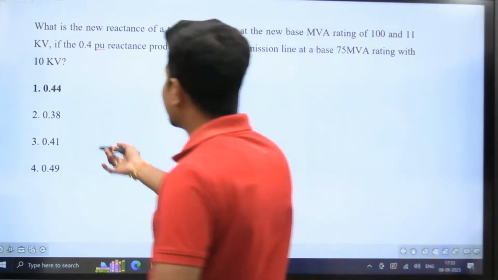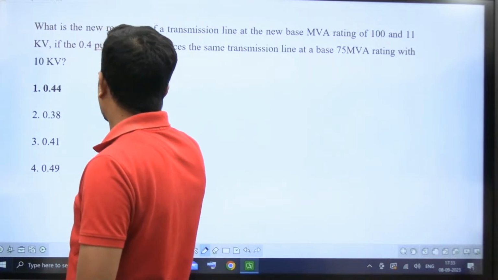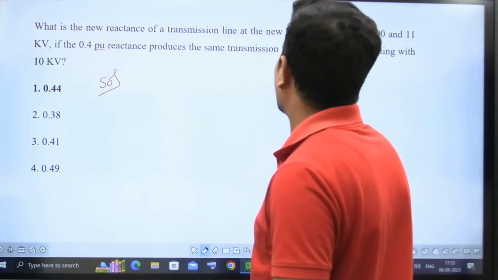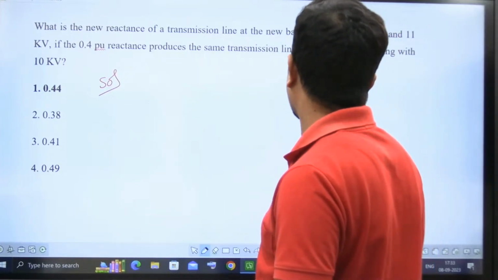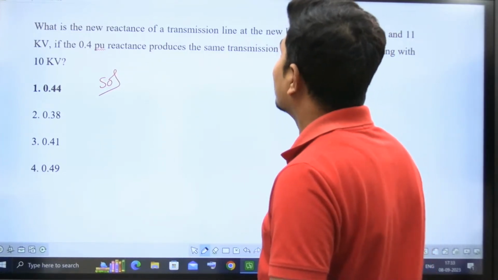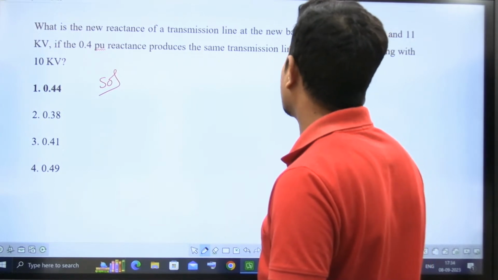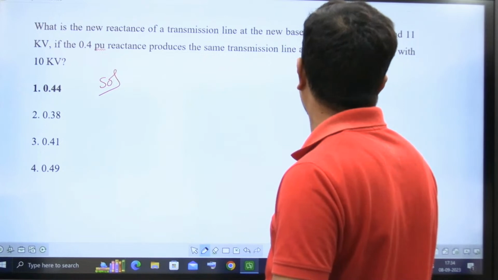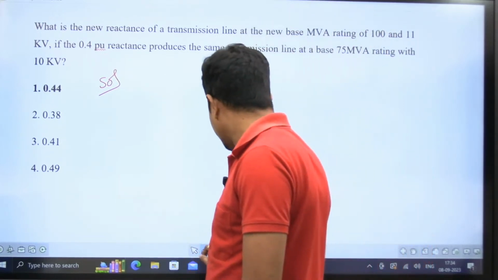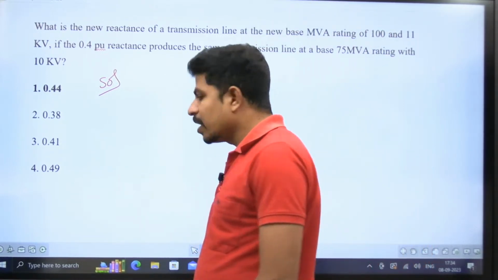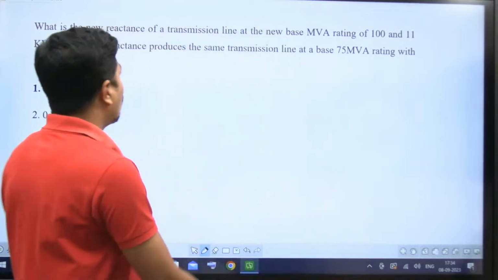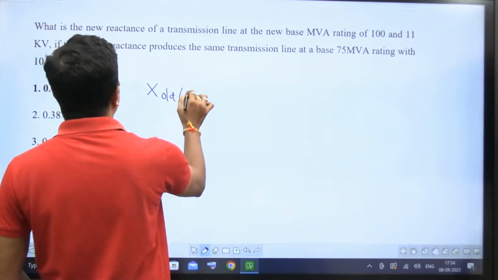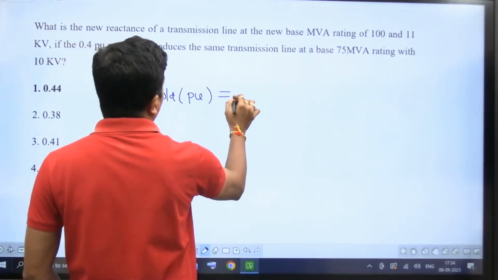Yeah, this question we have to use our formula. What is the new reactance of a transmission line at the new base MVA rating of 111 kV if the 0.4 per unit reactance produces the same transmission line at a base of 75 MVA rating with a 10 kV? Very simple. See, he given old per unit value. What is the old per unit value? So I can say X old in per unit is equal to 0.4.